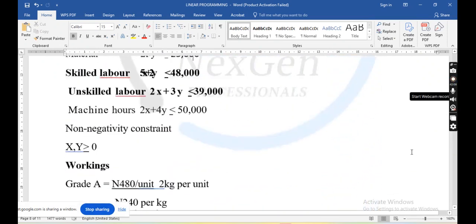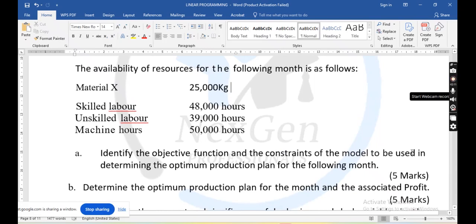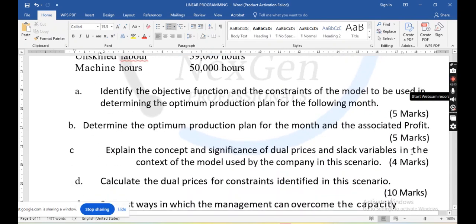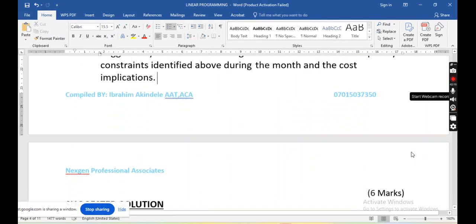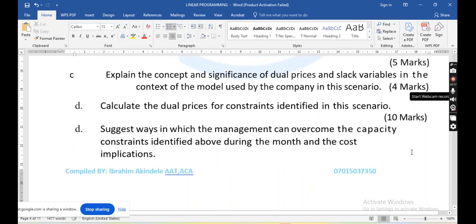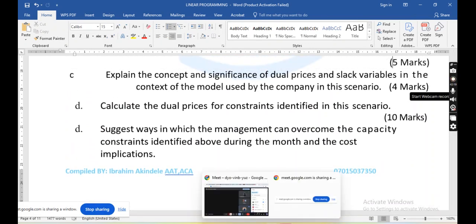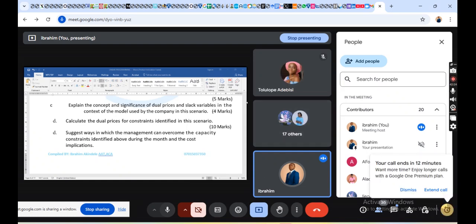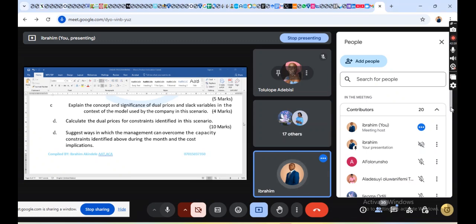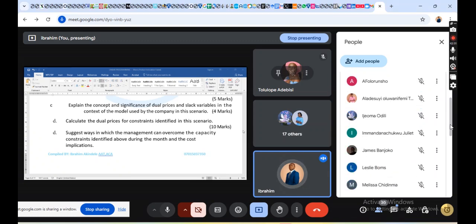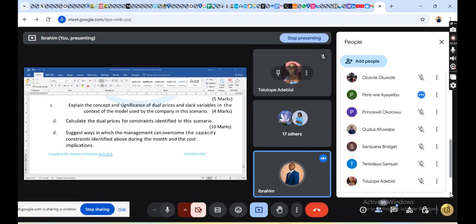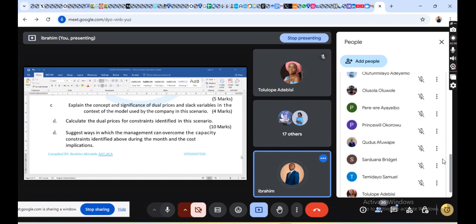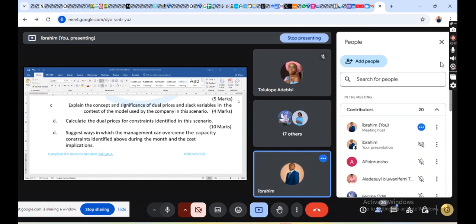So let's quickly go back to the question again. Imagine 10 marks. This is 10 marks, which means the one you calculate for skilled could be 5 marks, right? The one for unskilled is another 5 marks. That is 10 marks total. That is interesting, right?